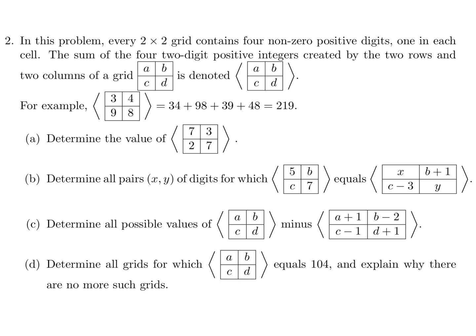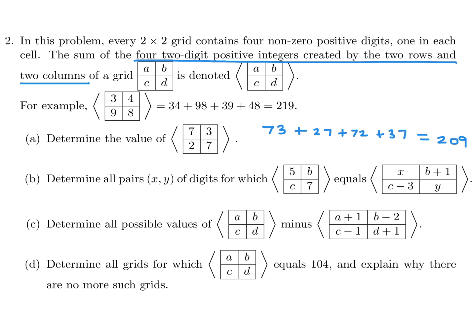So we basically have to put in the two-digit numbers, 73, 27, 72, and 37, which are the 4 two-digit positive integers created by the 2 rows and the 2 columns of that grid. And when you add all these guys up, it's 209, I believe.